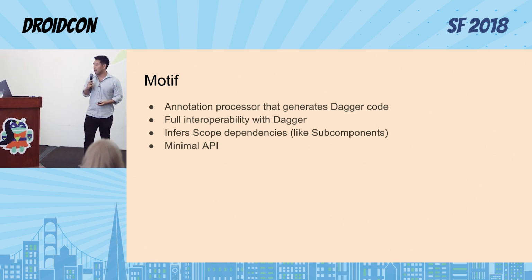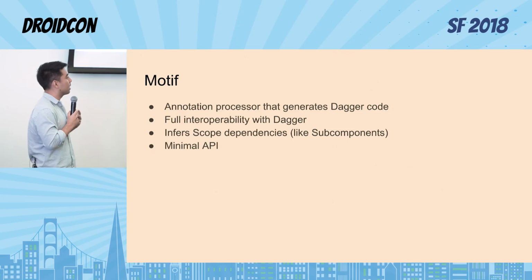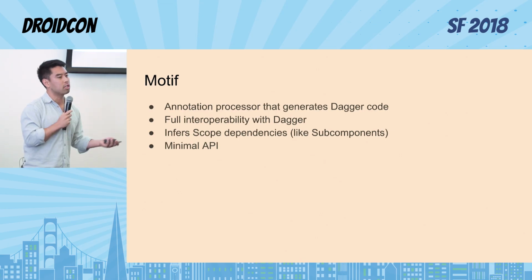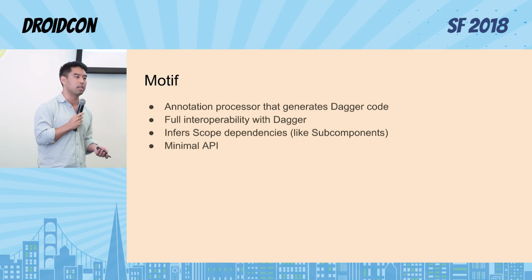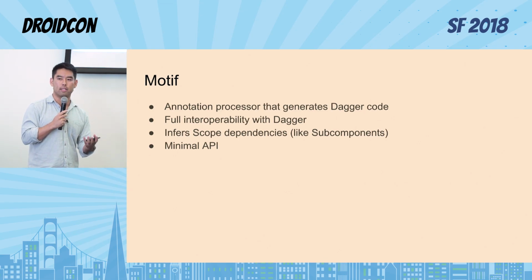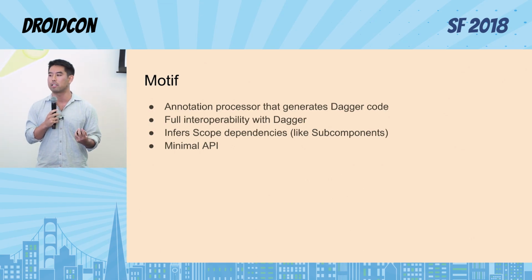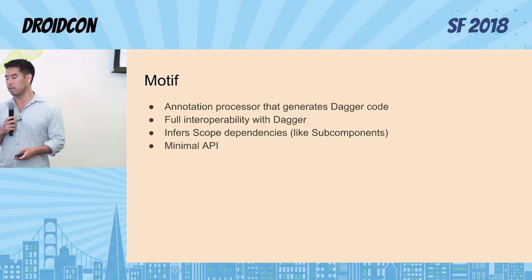The second point is that it offers full interoperability with Dagger. So we'll take a look at exactly what we mean by that in a little bit. And also, Motif infers scope dependencies. So just like subcomponents would in the Dagger world, if you define a scope that needs dependencies from the parent, Motif will actually be able to infer that without you having to explicitly define it. So very much like subcomponents in the Dagger world.